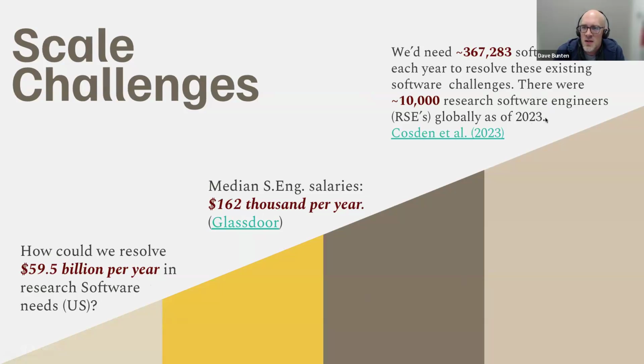And notably, in 2023, there were estimated to be around 10,000 research software engineers globally. That's not just the US, that's global. So probably that number has changed, but even if it has, it's nowhere close to, say, 367,000. So I think it's important to keep those things in mind when we think about some of these challenges, the scale, what we're up against, and how vital scientific software really is.